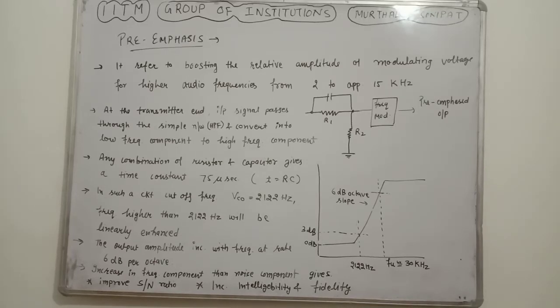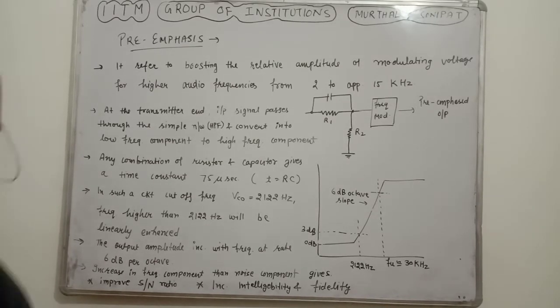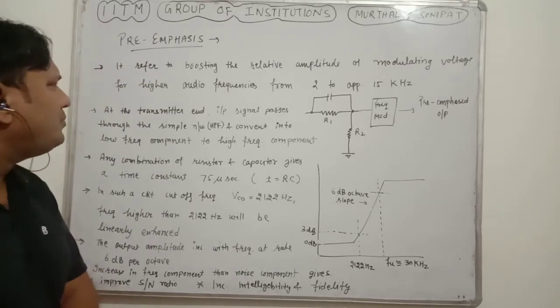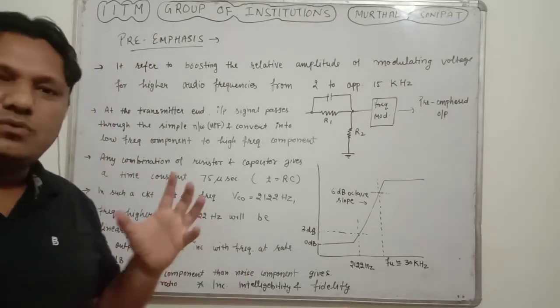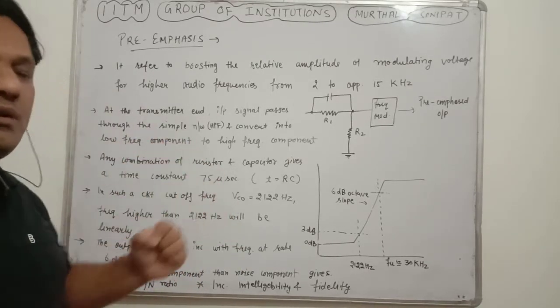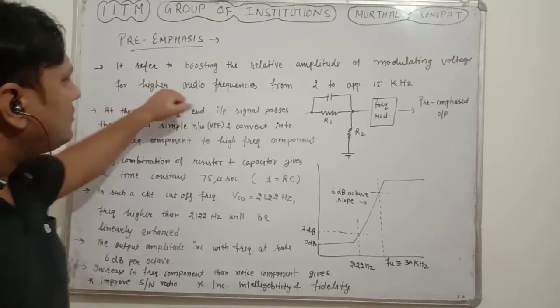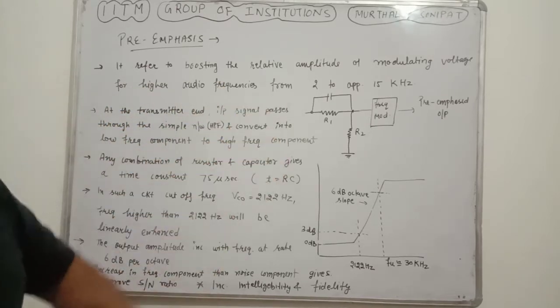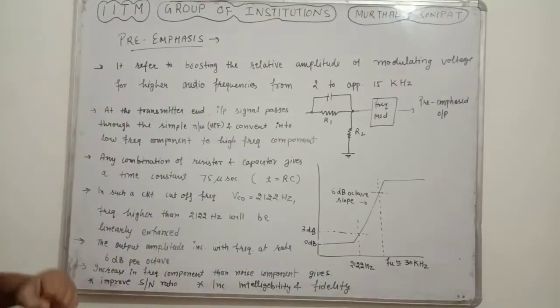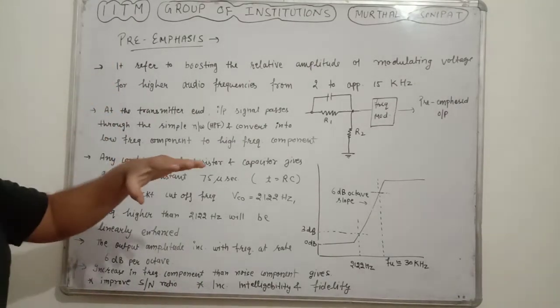Pre-emphasis refers to boosting the relative amplitude of the modulating signal, or you can say the modulating voltage, for higher audio frequencies from 2 to approximately 15 kilohertz. Meaning to say, it boosts the modulating voltage. It is used to boost the modulating voltage of the message signal.